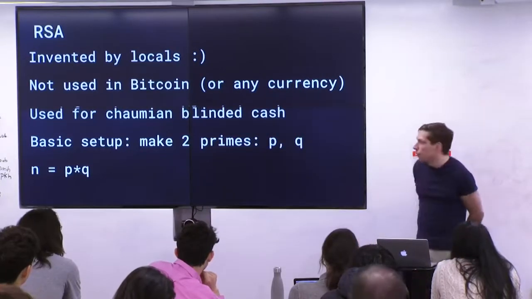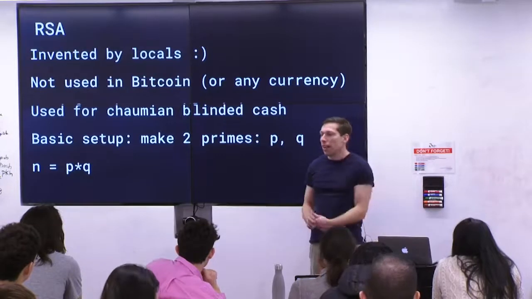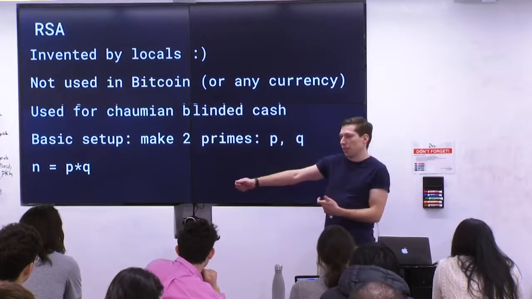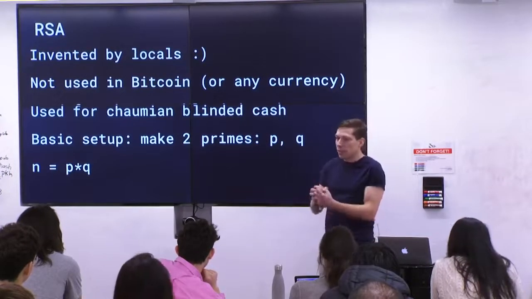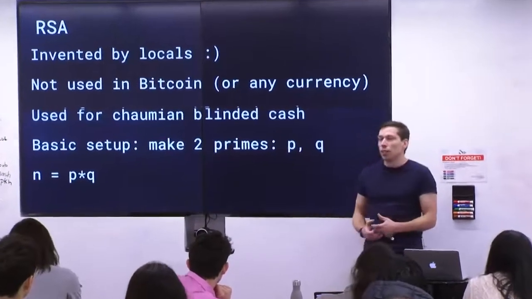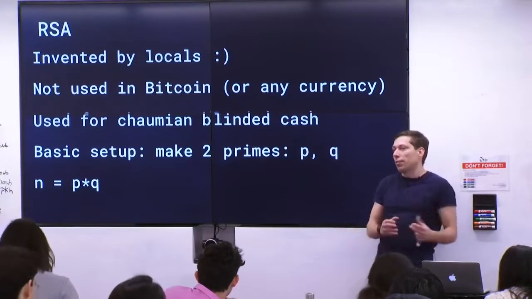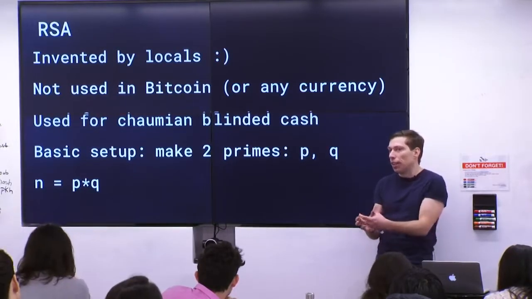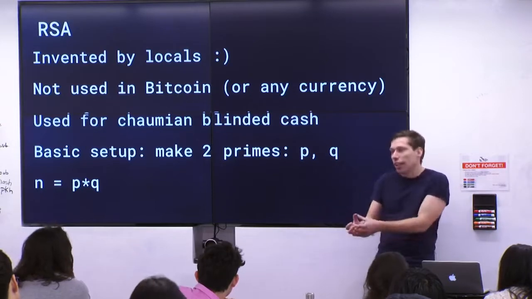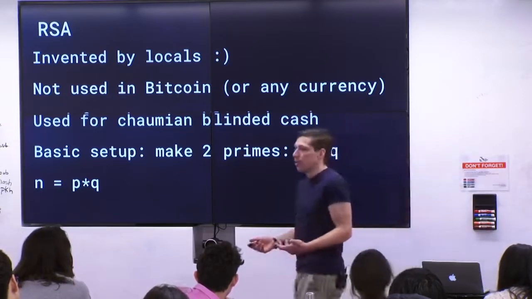It was used in Chaumian blinded cash because you can do blinded signatures, where I say, okay, I'm going to have you sign something for me. And after you give me the signature, I can pull apart the signature. I'll have you sign something that you don't know what you're signing, right? I'm going to mask this message and blind it so that you sign the message, and then I can get your signature on the real message without you knowing what you signed.